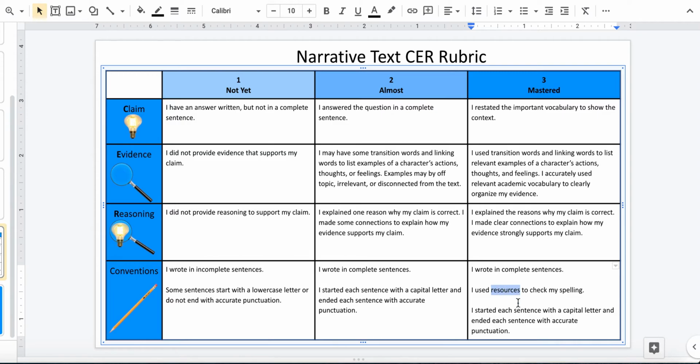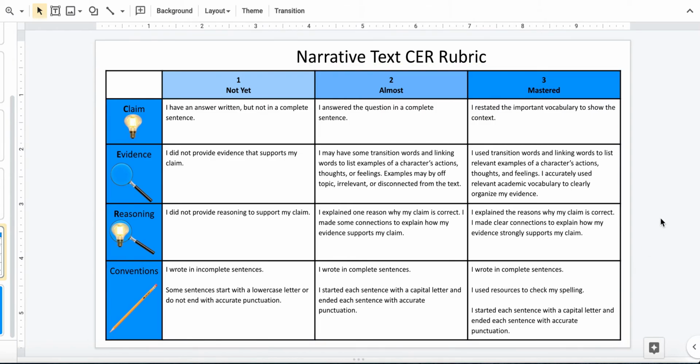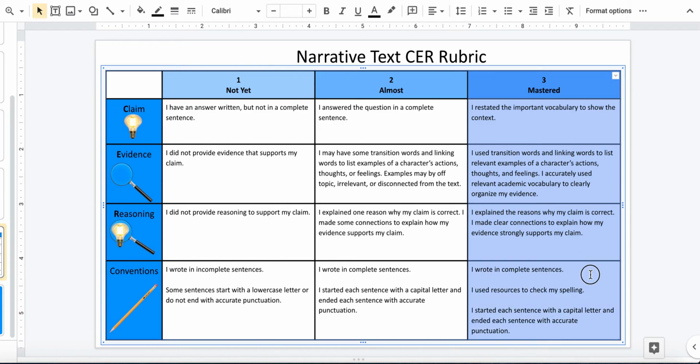So if you have the resource of a prompt or a text or a chart, or even the question that is being asked of you, any words that you already see, you should be checking and spelling accurately. If the question asks you about your perspective and you see the word perspective, then in your CER, you should be spelling the word perspective accurately. Make sure you're starting with a capital letter and ending with punctuation, like a period, an exclamation point, or a question mark. Now you know what to do to master a CER.